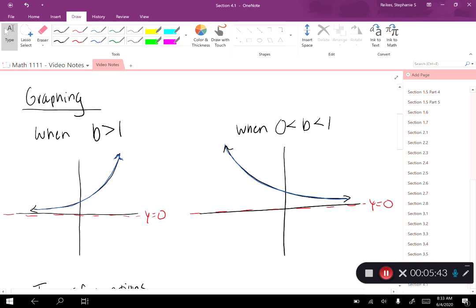This particular graph is one-to-one and does have an inverse. We'll look at that in future videos. And again, y equals 0 is a horizontal asymptote. The original exponential function is going to pass through the point (0, 1), and it will not have any x-intercepts before shifting.